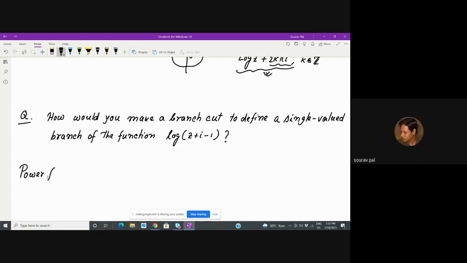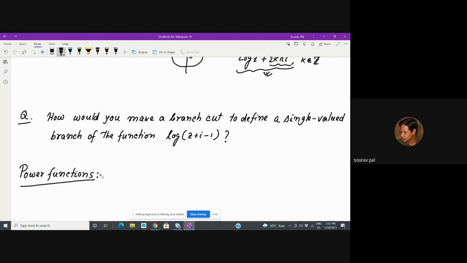Sir, for every multi-valued function, can we have a branch point and branch cut? Is it necessary that every multi-valued function has a single branch point? No, not necessarily. Whenever you talk about a multi-valued function and you want a single-valued function, I cannot yet talk about analyticity. That is the problem. It is not yet introduced.